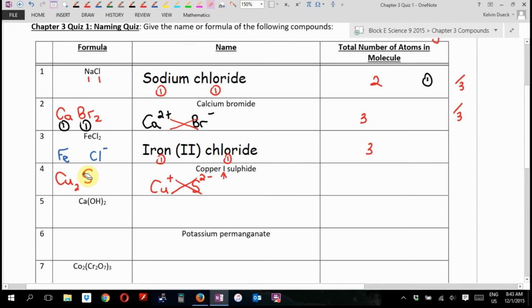Matt, how many atoms are there in this molecule? How many Cus are there? How many S's are there? For a total of? 3. Nice.